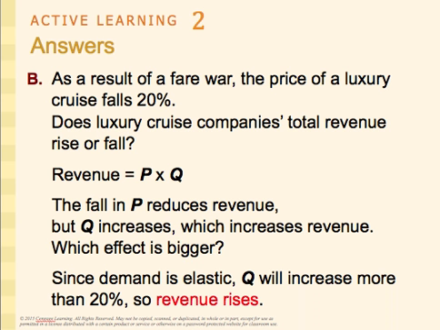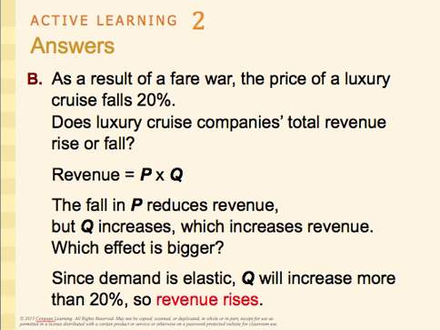Since demand for a luxury item like a cruise is elastic, quantity will increase more than 20%, so revenue rises. People will say, hey, let's go on a cruise instead of driving to Disney World or whatever. The first part of the explanation discusses the opposing effects of the revenue. The purpose here is to clarify the effects of the price decrease on revenue. And again, we had previously only discussed the effects of price increases.